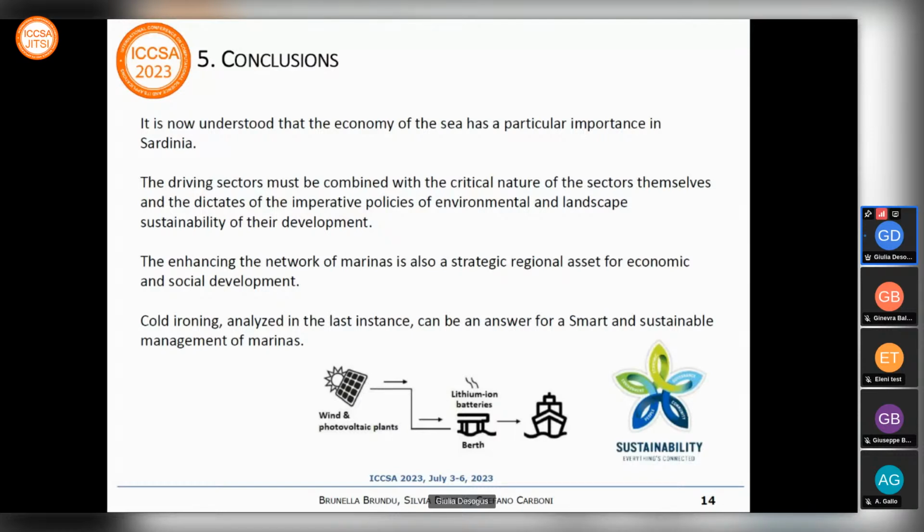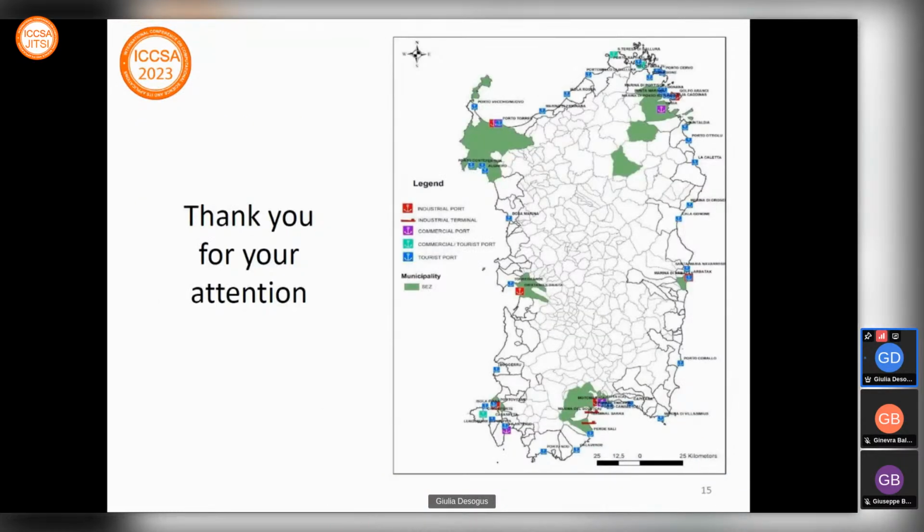The policies examined in this paper, although for the lack of space they are briefly mentioned, explain what can be achieved at the various levels for the needs of our economy, but also of our planet, and cold ironing analyzed in this last instance can be the answer for a smart and sustainable management of marinas, both in Sardinia and in Italy and all other marinas globally. And here I finish my presentation and thank you for your attention.